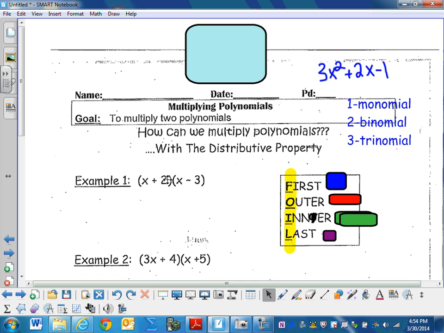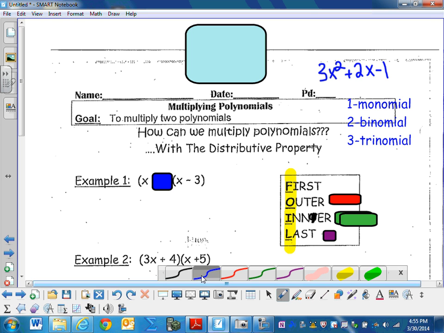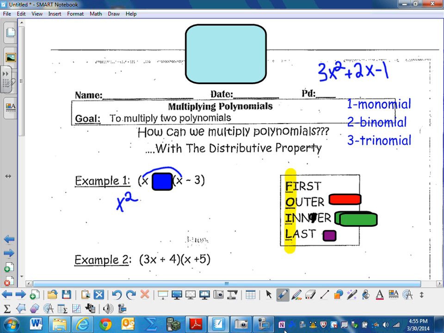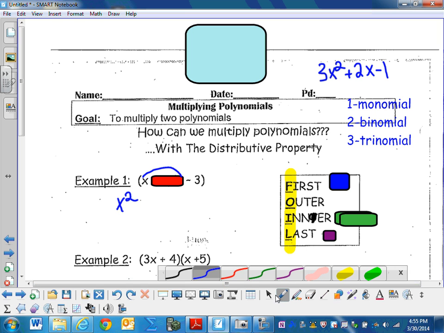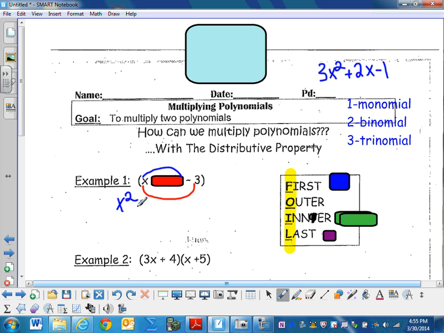So to start with, we're going to multiply the first term in each of these binomials. So let me hide that for a minute. So we're going to be multiplying the x times the x. And that'll give us an x squared. Those are our first terms in each binomial. Now we're going to multiply the two outer terms. So that would be x times negative 3. Which is negative 3x.